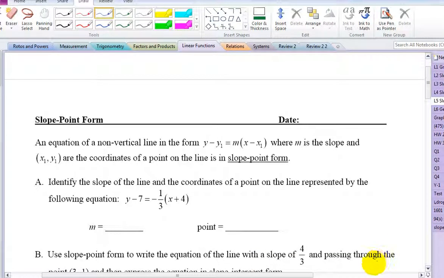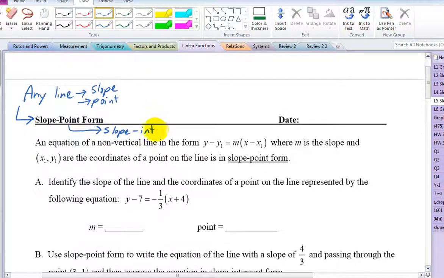Okay, so today we're looking at slope point form. From any line, you will then be able to find a slope, and you'll be able to find some point. And you're going to put that into slope point form. From slope point form, you must be able to turn that into slope intercept form.